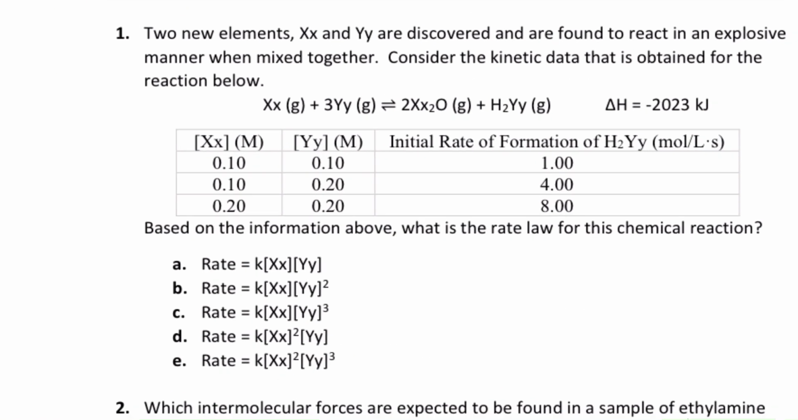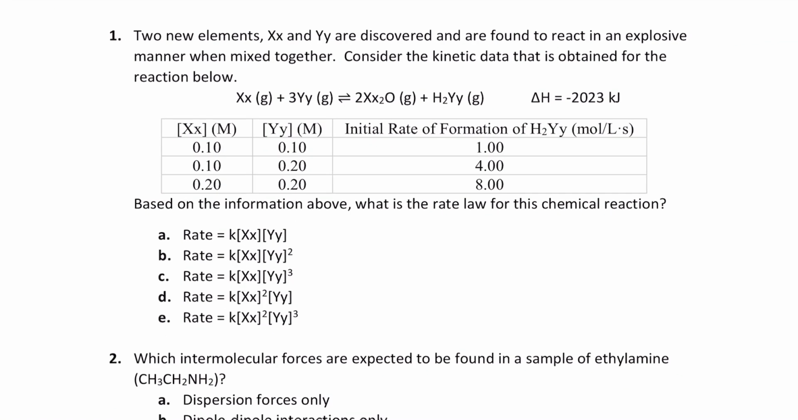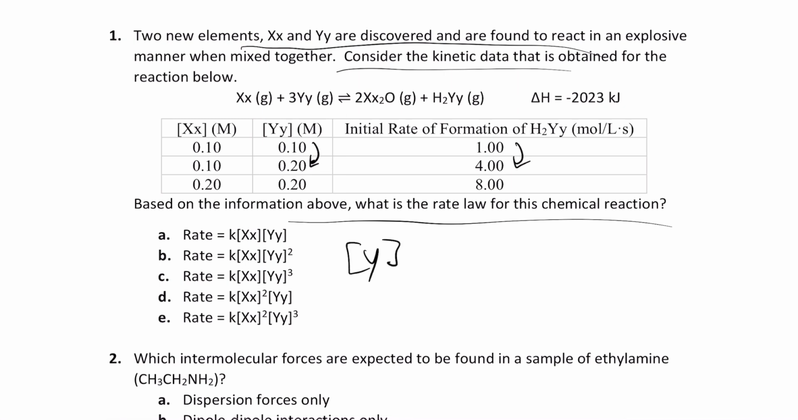So question 1. Question 1's a kinetics problem, right? What is the rate law? Quick thing, you see that this is doubling, this is quadrupling, that means that y has to be 2. So that means that B is the only answer, because all these are wrong, process of elimination.